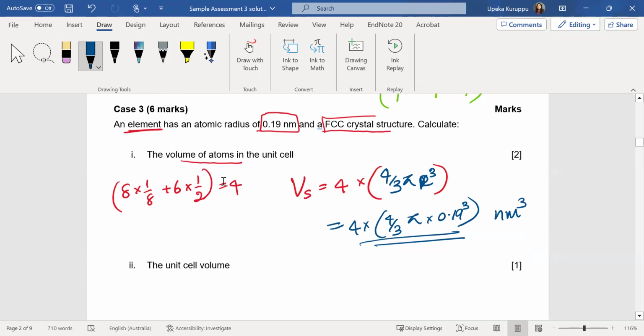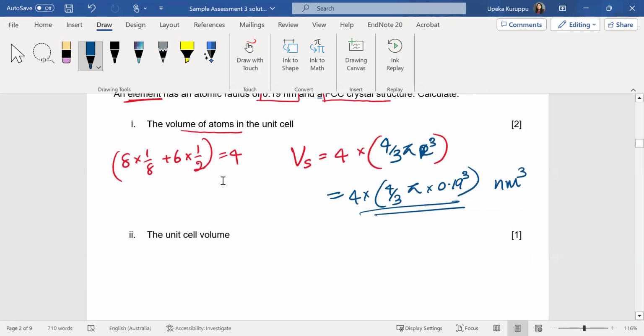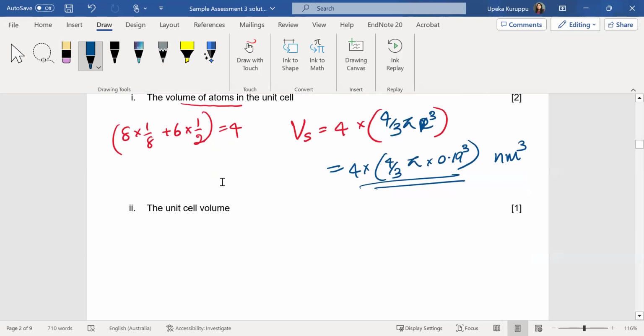Okay, when you find it, let me know what you get for the nanometer cubed. Is this what we get as the Vs? V for volume, S for solid. Solid parts are the atoms. Do you all get the same?